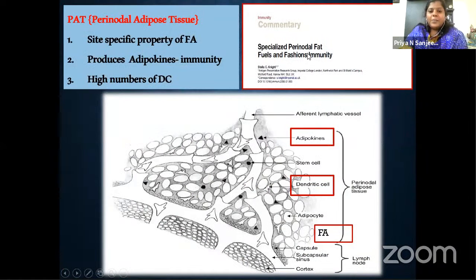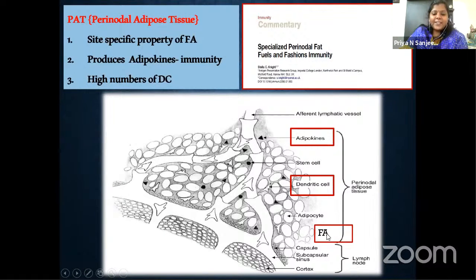So in this particular article, they mention perinodal fat as a specialized tissue. Is it because it is site specific, or does it enhance the immunity of a lymph node? Let us understand through this diagram. So this is the cortex of the lymph node, and this is the capsular area, which has the adipocytes and which has afferent lymphatics. And there are three important factors in the red box.